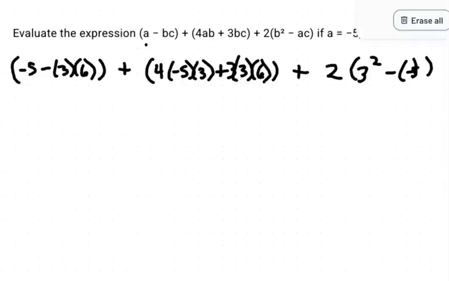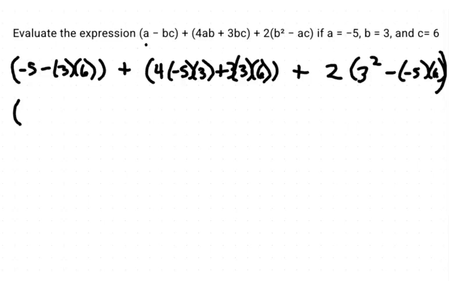Let me erase this guy and give myself a little more room. Let me just put this back in. I'll try that one more time. My A is -5 and my C is 6. Okay, so now we're putting this all in a parentheses. Okay, so again, do not subtract first, multiply first. So -5 minus 18. Add. Okay, multiply these all together.